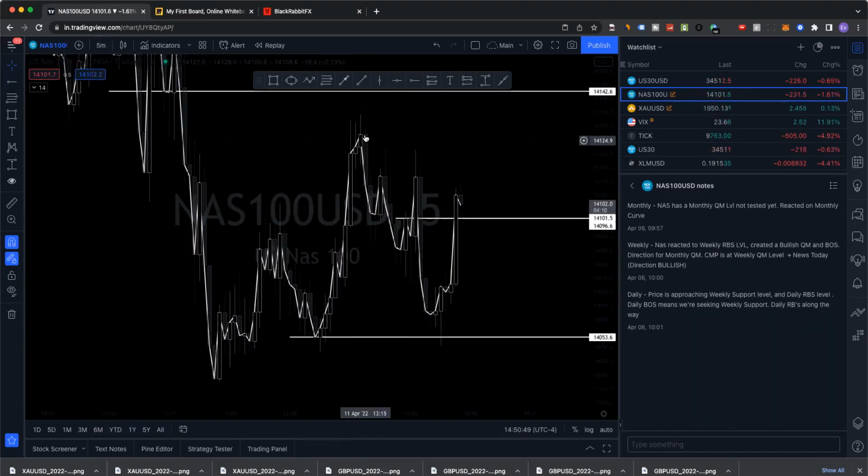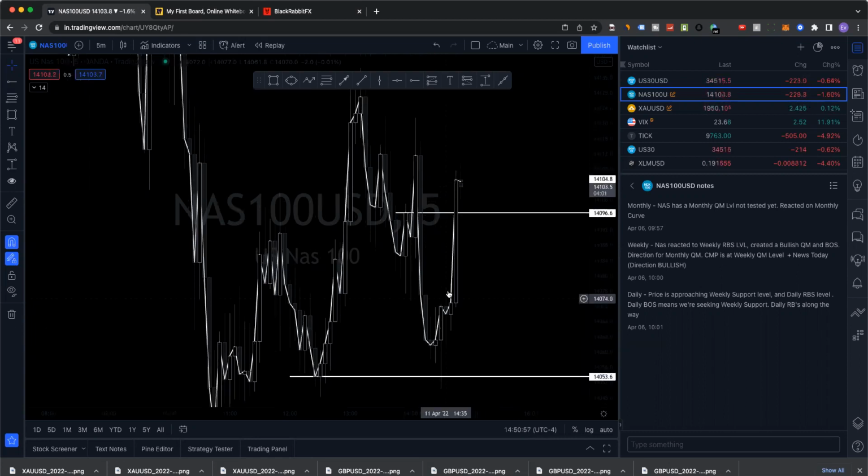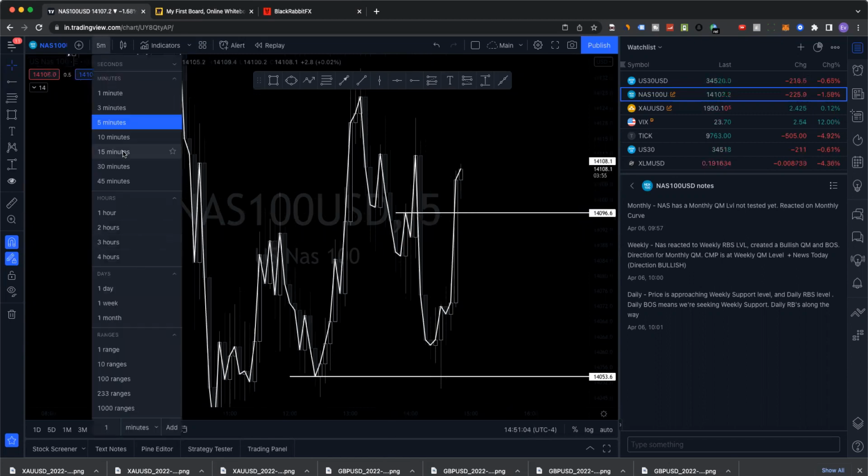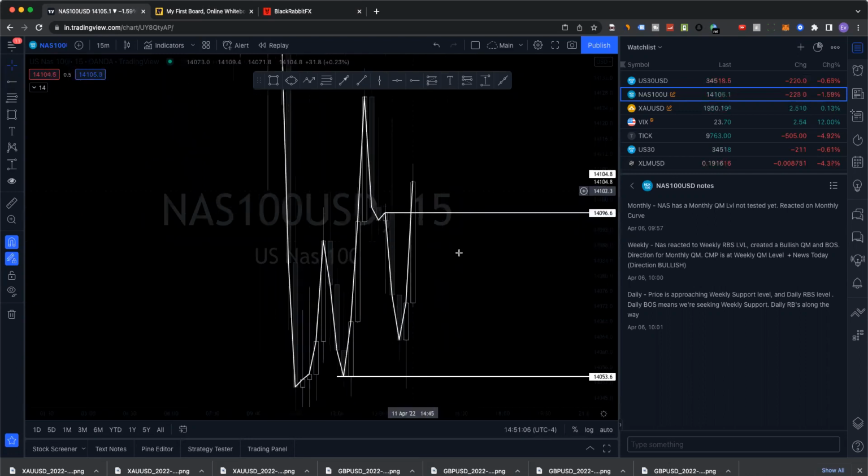From this M5 low, as it pulls back into the M5 low right here, or the QM, whichever one you took, you enter up to here because you don't know if this QM is going to respect. Now we have to wait for the M15 to close. M15 has 10 minutes left.